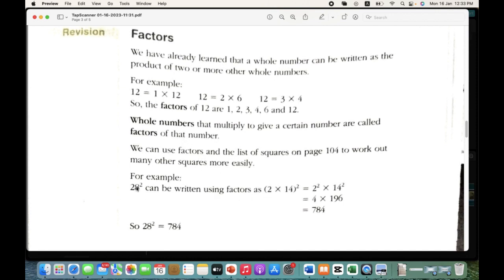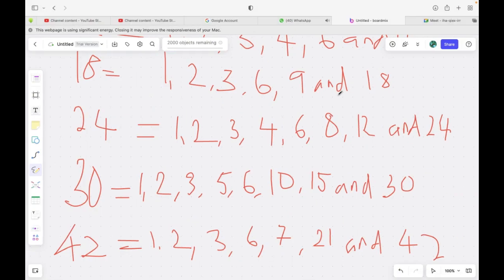Okay, so if you are given a big number, you can always break it down. Let's say you are given 28. 28 is 2 times 14. So if you are asked to find 28 squared and you don't know it, you break it down. 28 itself is 2 times 14. Let's show this, because you might have some questions where you need this help.